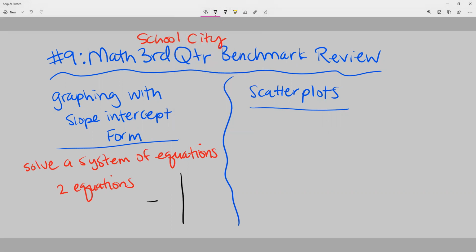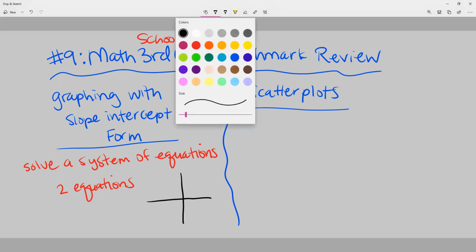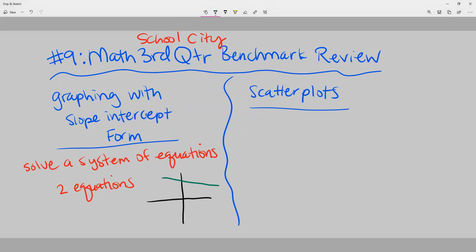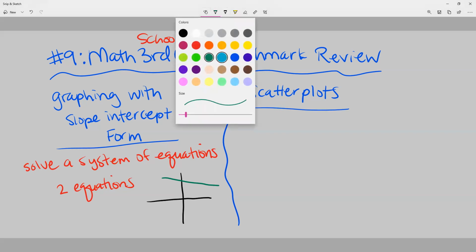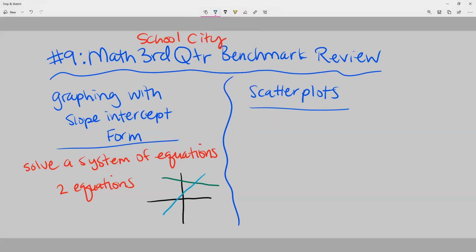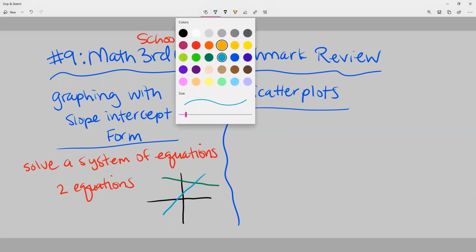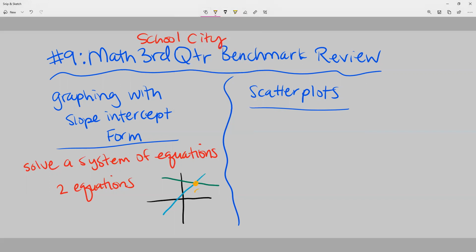So for example, if I could graph two, and let's say they looked like this and this, then the solution for them is the place where they cross. So that point that's there. So we're not actually going to practice problems that have this in it, but this is the reason that we're practicing graphing, is because we want to be able to graph two at the same time and figure out what the solution is for them. So you probably will see problems like this on your benchmark test.